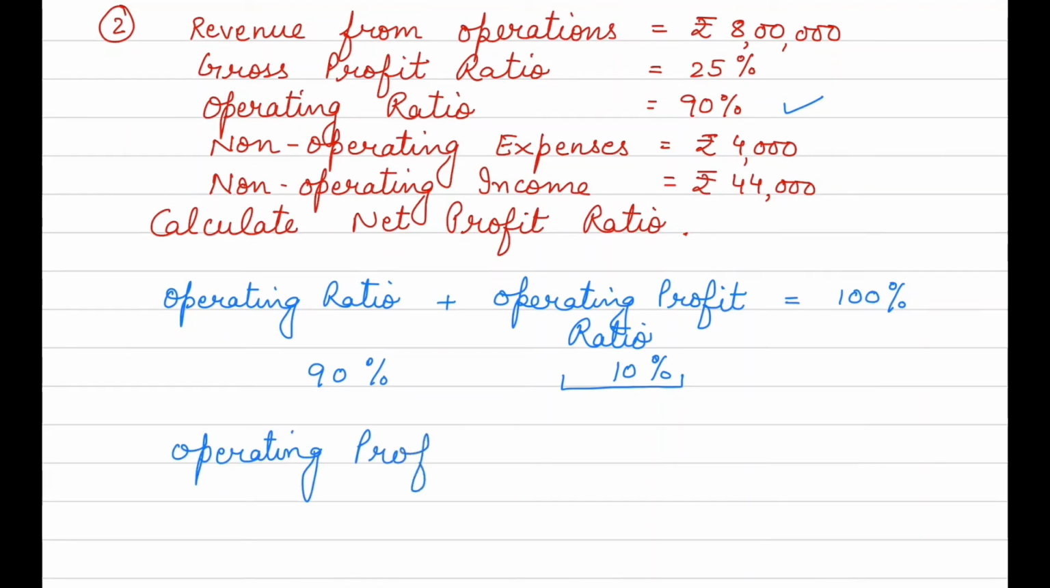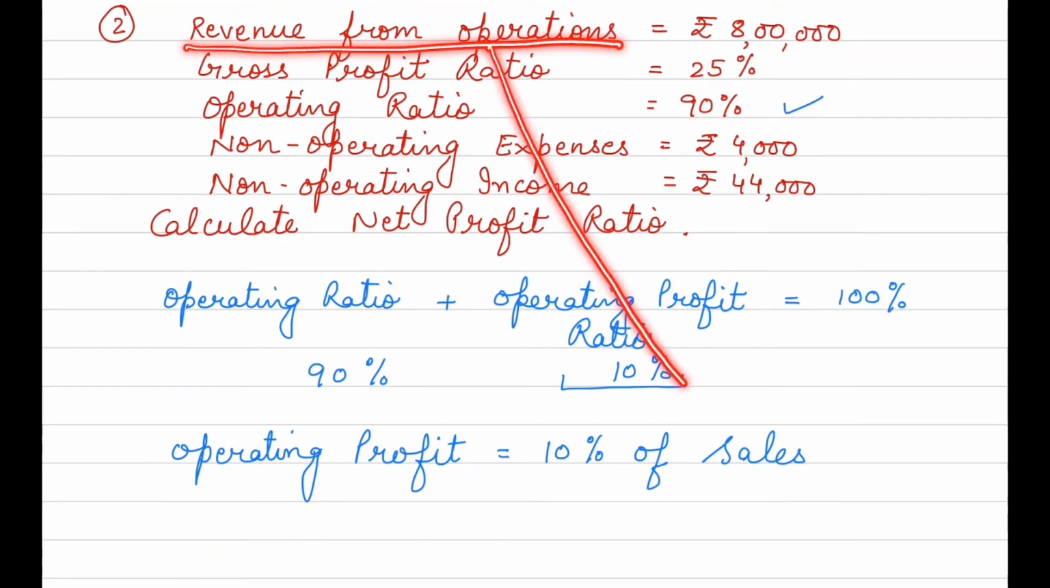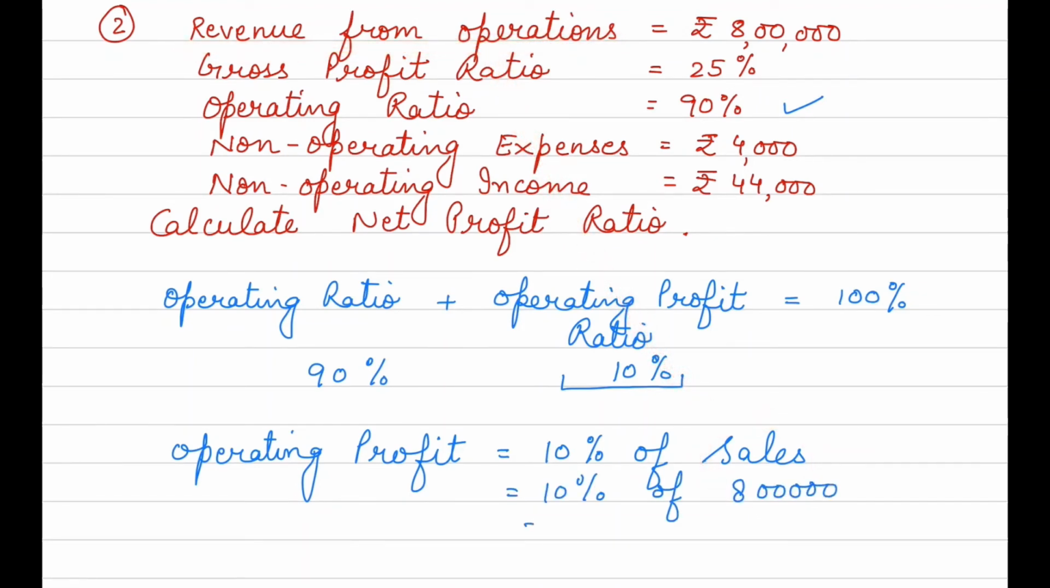Now we will calculate operating profit. Operating profit will be 10% of sales. Now from where do we get this information? Please remember that operating profit ratio 10% means that your operating profit is 10% of sales. So this is how we interpret. Now what is the amount of sales here? I told you initially that your revenue from operations, it is also known as sales. So 10% of sales, we are going to put this value as 10% of rupees 8 lakh. So this will give us rupees 80,000 as our operating profit.